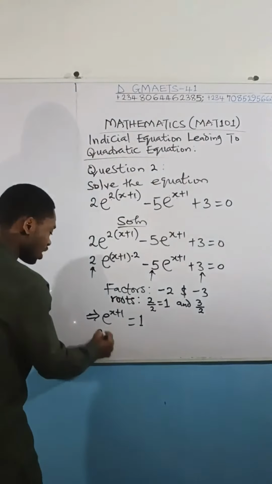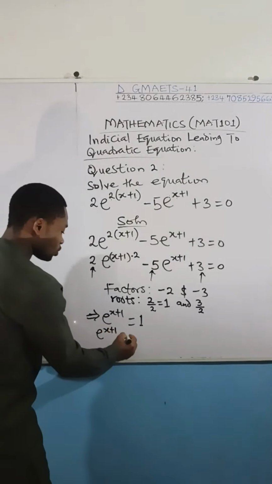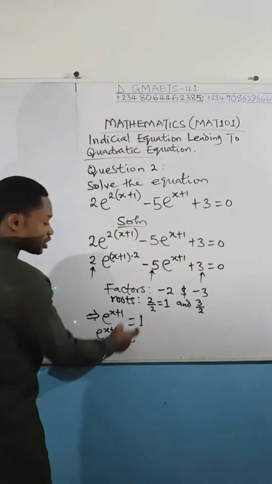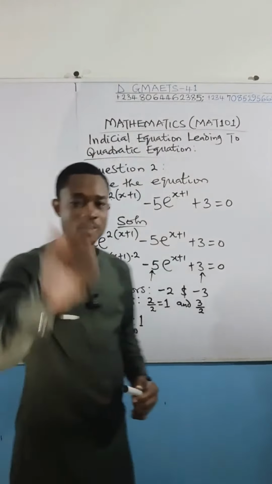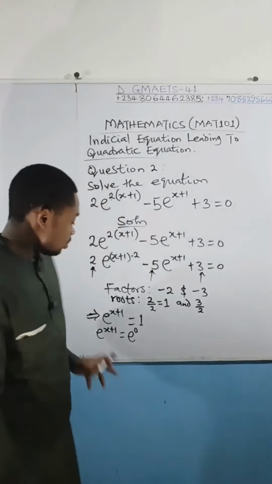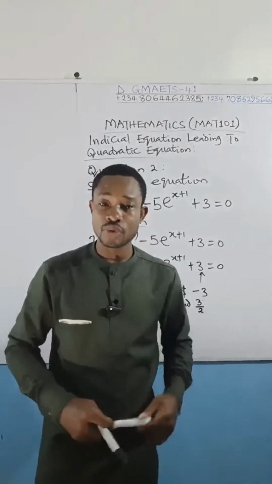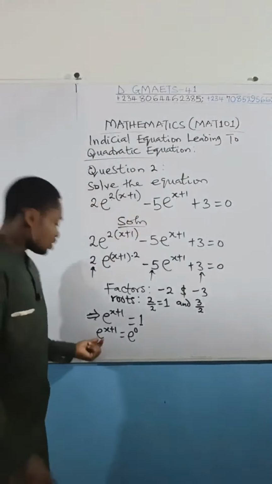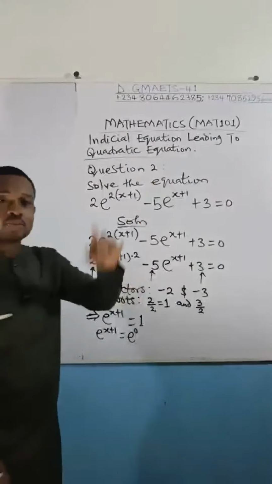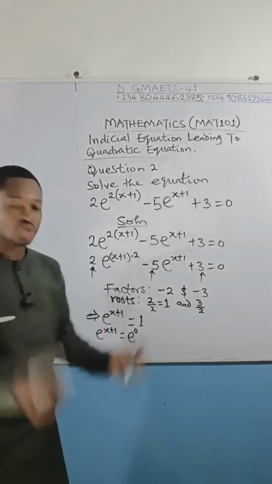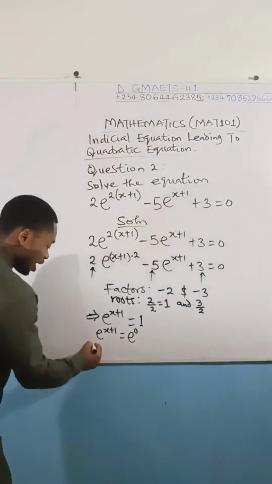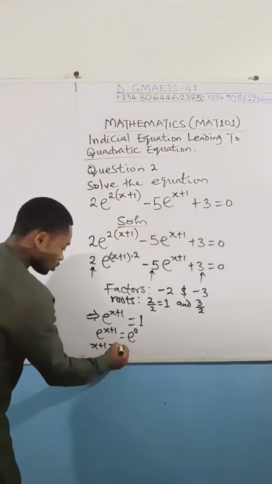So this means that we have e^(x+1) equal to e^0. This e^0 is 1, just as 10 raised to power 0 is 1. You know that. The bases are the same now. You want to cancel, you cancel, the choice is yours. There is no mathematical rule broken. You want to say, okay, the bases are the same, so the powers must also be the same. Equate the powers, the choice is yours. So we are saying that x plus 1 is equal to 0.